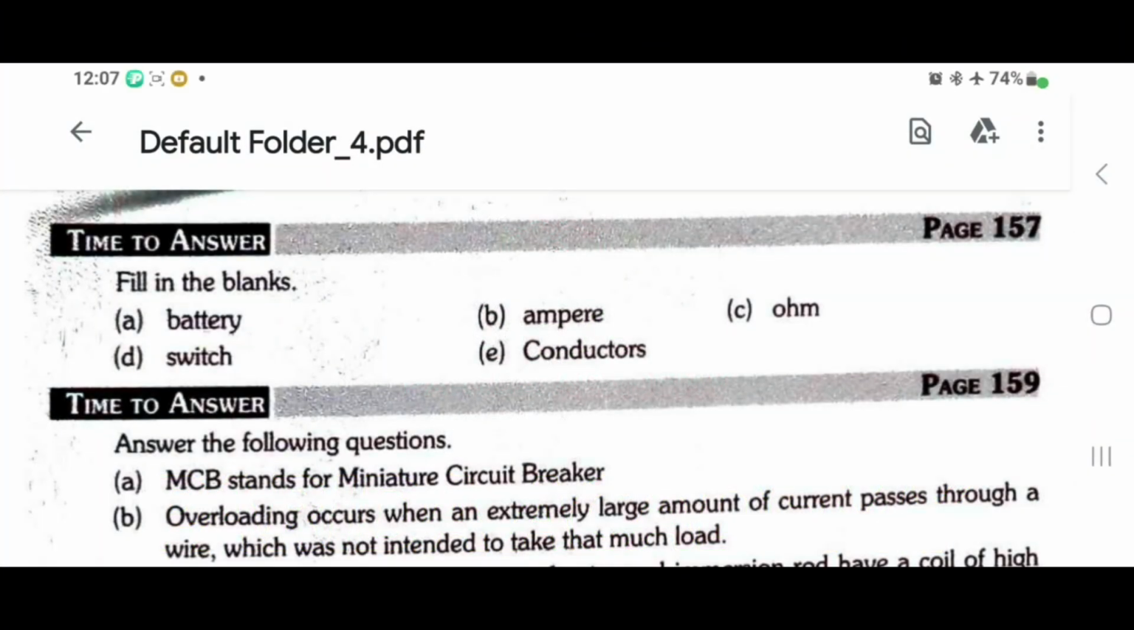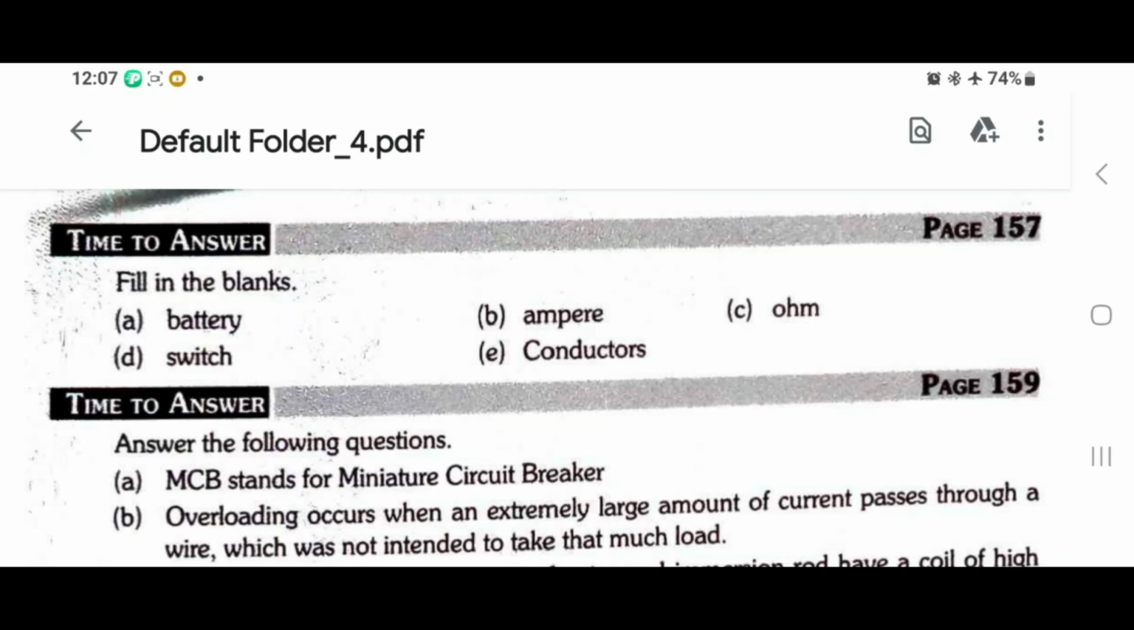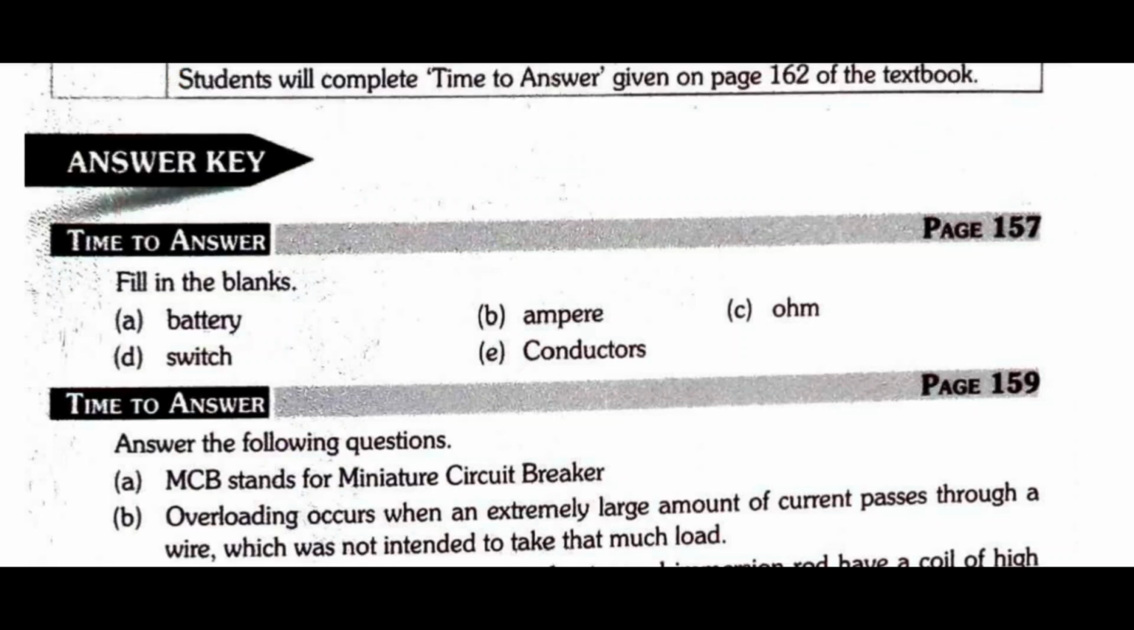Dear students, today we'll discuss electric current and its effect. This is standard 7 science. Today we'll see all the question answers from your book one by one, the time to answer and textbook questions. First, time to answer, fill in the blanks.